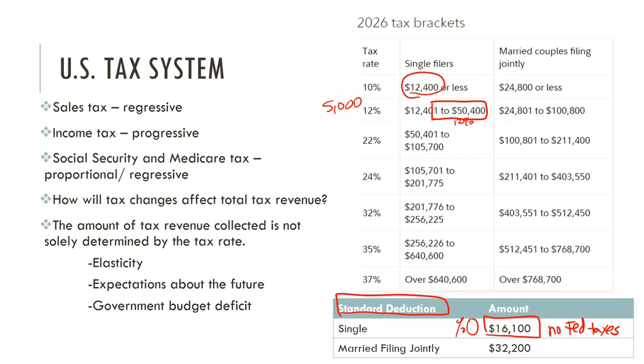So the first dollars that you earn, you pay nothing. The next chunk of dollars, you pay 10%. If you earn enough, you might end up paying 37%, but only on those higher dollars. So that's how tax brackets work.